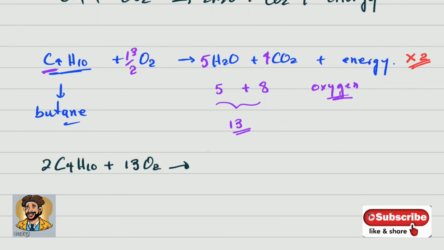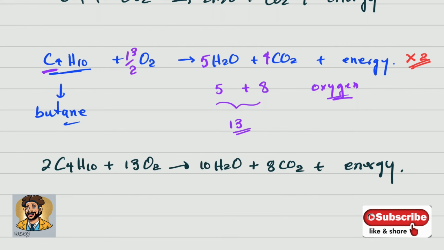5 times 2 is 10, 10H2O. 4 times 2 is 8, 8CO2 plus energy. There we go. And then the equation is balanced. You can always check and recalculate to make sure you do have in actual fact the correct number. Okay, but this one is now balanced.